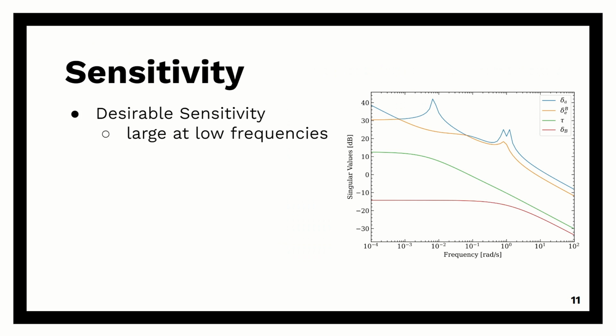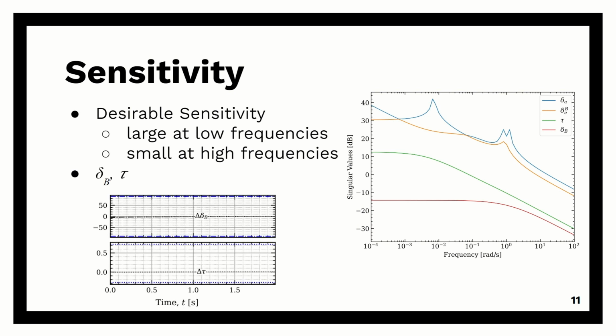Desirable sensitivity values: we would want to have large singular values at low frequencies and small singular values at high frequencies. And so you can see on this plot on the right that the aileron and elevator inputs are meeting this desirable sensitivity, but the throttle setting and the tail rotation angle not so much. Particularly the tail rotation angle, which starts off negative and then slowly changes to decrease.